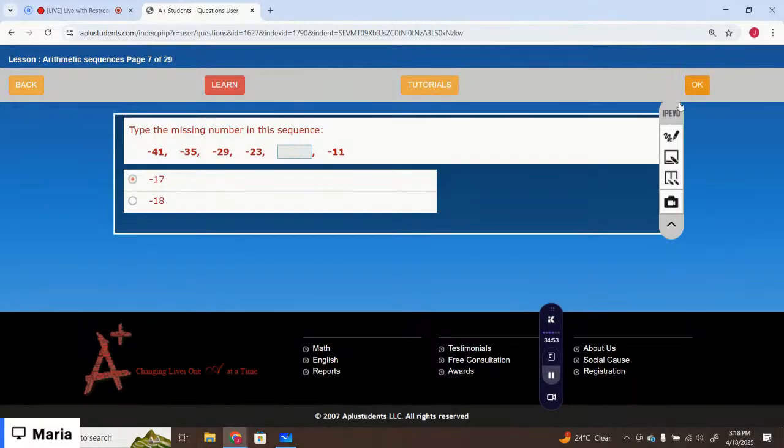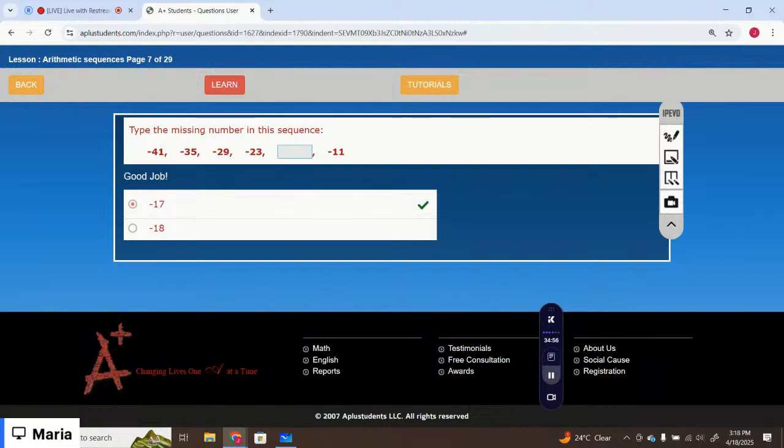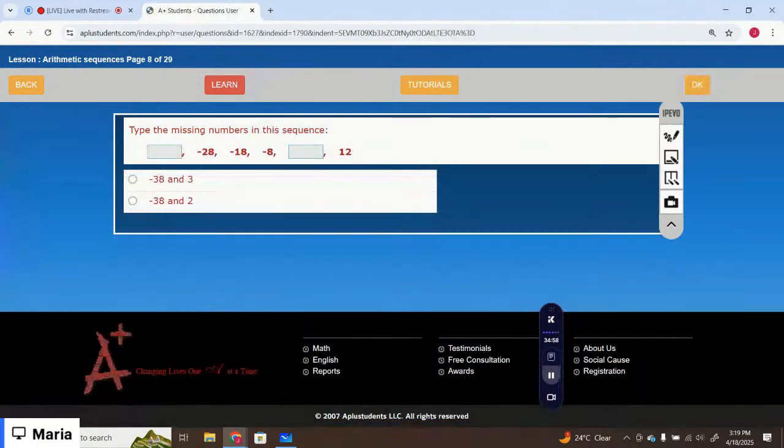That is negative 17. Option number one is the correct option. The pattern is decreasing by 6. The numbers are decreasing by 6 every time. Type the missing number in the sequence. That is negative 38 and 2. Option number 2 is the correct option.